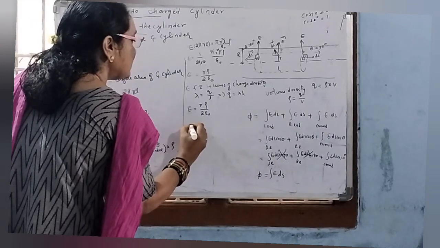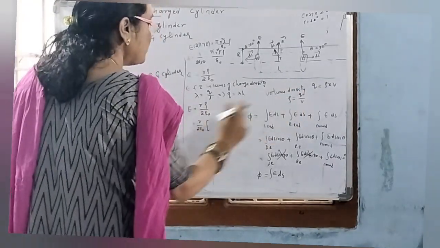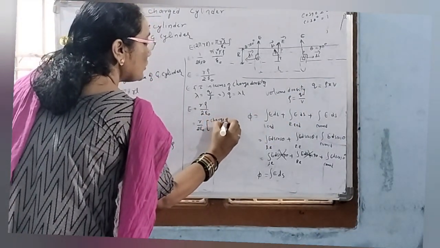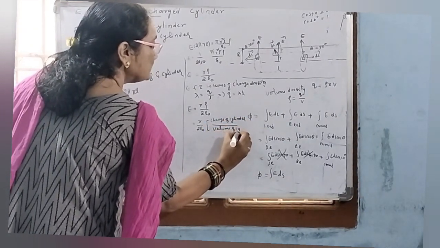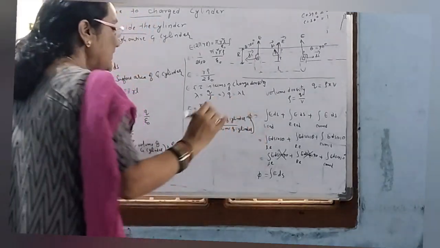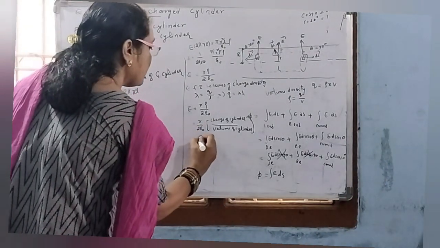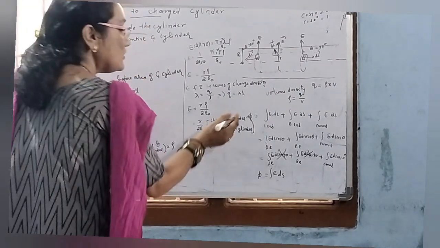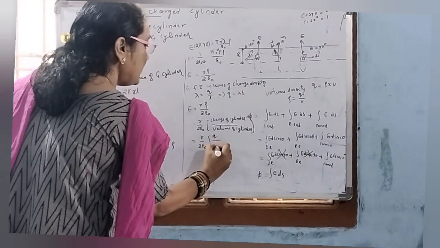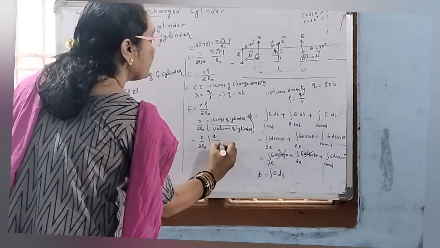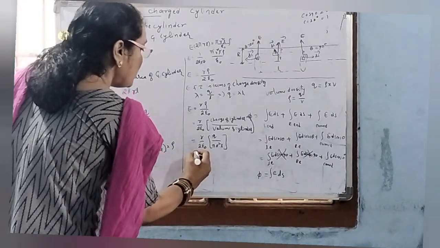So now what will we write? R by 2 epsilon naught into rho. What is rho? Charge by volume. I am writing charge of cylinder by volume of cylinder. So now R by 2 epsilon naught. What is the charge on the cylinder? Q. And what will be the volume of the cylinder? Pi R square L.